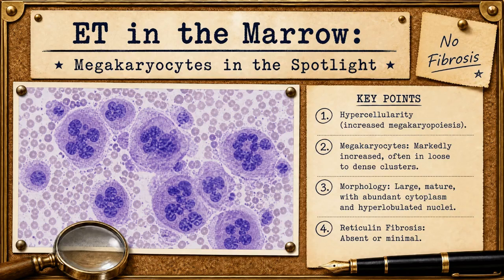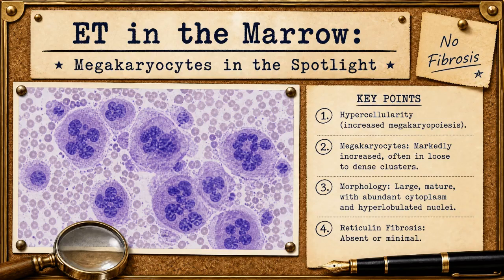You'll find them markedly increased in number, often forming loose to dense clusters. Instead of being scattered individually, they tend to huddle together, which is a characteristic feature. And it's not just their numbers, their morphology is also quite distinctive. These megakaryocytes are typically large and mature, with abundant cytoplasm.